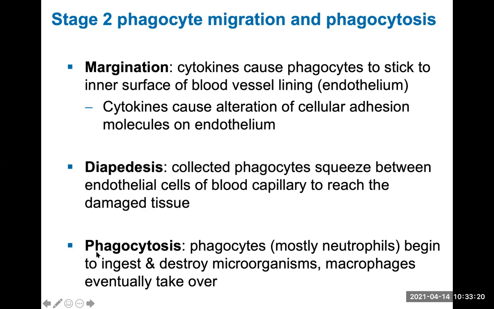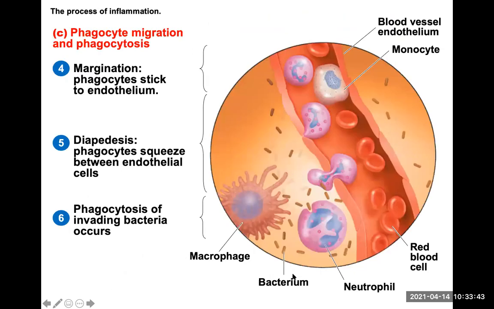And then they can begin their phagocytosis, which we already studied the steps of phagocytosis. So here we remind you that in this initial stage, most of these phagocytes will be neutrophils. The majority will be neutrophils. They will begin to ingest and destroy the microorganisms. Eventually, macrophages will take over this job. And so this summarizes the second stage of inflammation, which has margination, diapedesis, and phagocytosis. This image is from your textbook.